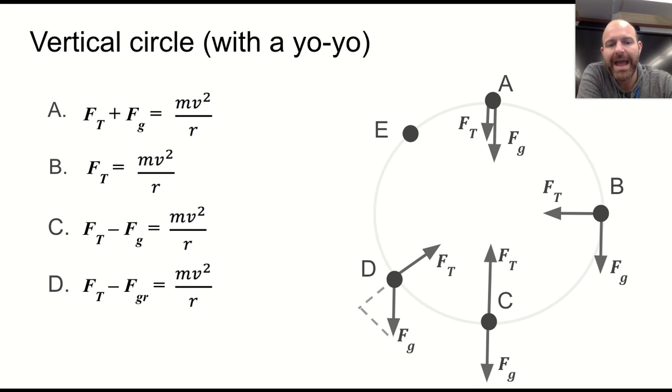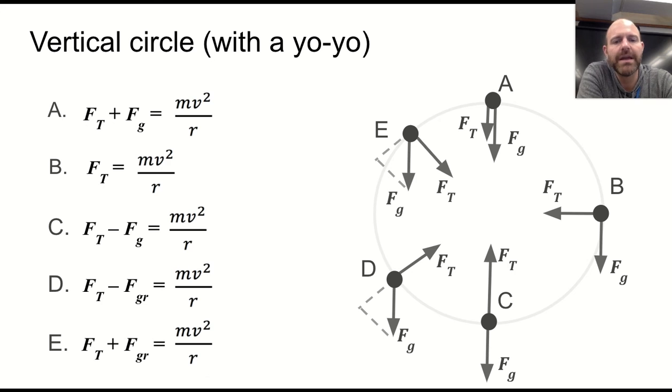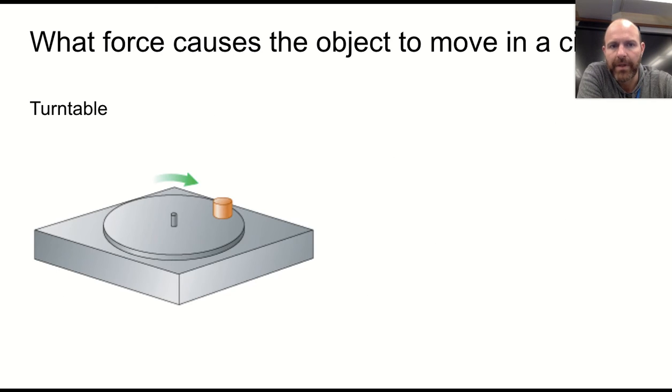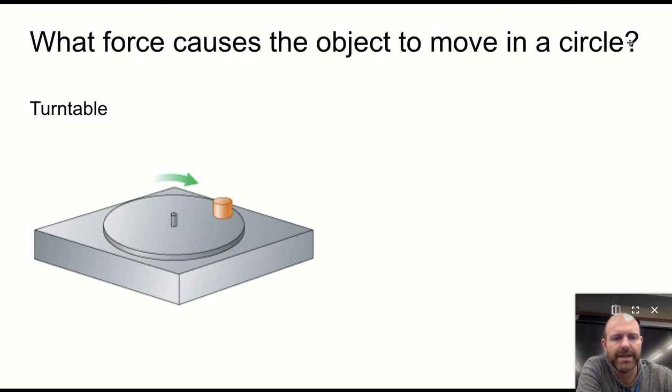In D, we have components of the force of gravity. Tension is still radially inward, but we have a little bit of gravitational force that's out of the circle that we have to subtract. And there's also some that's tangent to the circle that is not going to show up in this equation. And similarly, for E, gravitational force is pulling partly into the circle. So this time we add the radial component. So let's look at some examples and see how this plays out.